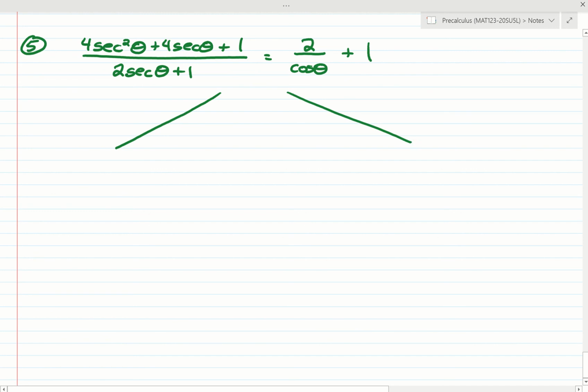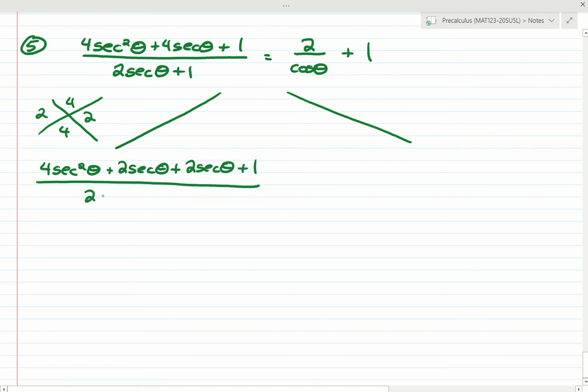Now on the left, I see everything's secant, and one thing that's interesting to me is the top actually looks like a trinomial. So let's try to factor that top. What are two numbers that multiply to be 4 times 1 and add up to be 4? 2 and 2, right? So the top, let's see if we could factor by grouping. 4 secant squared theta, but instead of 4 secant theta, I'm going to write our numbers, 2 secant plus 2 secant, and then plus 1, all divided by 2 secant of theta plus 1.